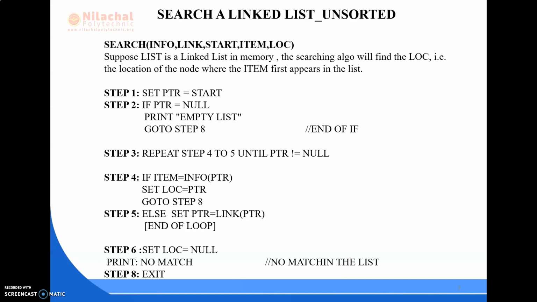And when PTR becomes null, that is, we could not find the item in the list, we will come out of the loop. That is, steps 4 and 5 will no more be running. We will come out of the loop and read step 6, that is, setting the location equal to null. That means there is no match in the list, so it will print no match and exit. So this is how we search in an unsorted linked list.